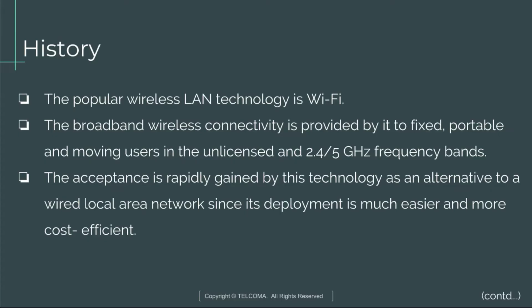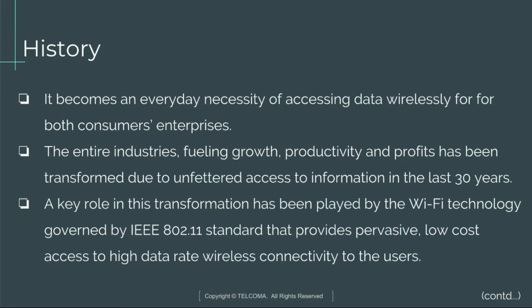First is history. The popular wireless LAN technology is Wi-Fi. It provides broadband wireless connectivity to fixed, portable and moving users in the unlicensed 2.4 or 5 GHz frequency bands. This technology has rapidly gained acceptance as an alternative to a wired local area network, since its deployment is much easier and more cost efficient.